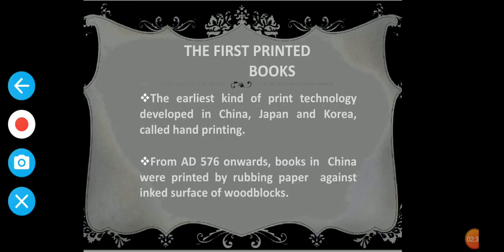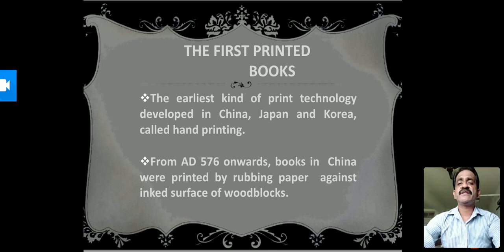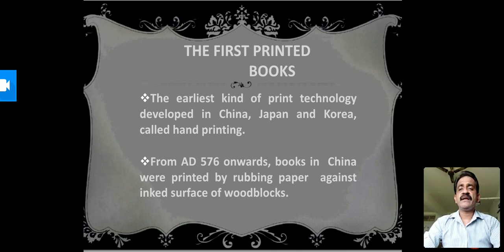So let us see the first printed books. The earliest kind of print technology developed in China, Japan and Korea, called hand printing. From 576 AD, books in China were printed by rubbing paper against the inked surface of wooden blocks.